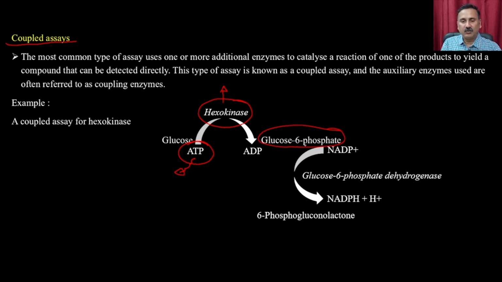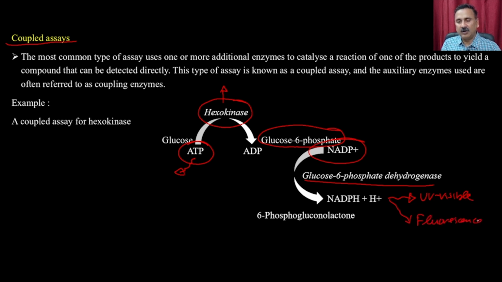So we can put the glucose 6-phosphate onto glucose 6-phosphate dehydrogenase, and that is how it is going to show me the depletion of NAD plus. And that can be monitored both ways. It can be monitored with a UV-visible spectrophotometer, or with the help of fluorescence, because these molecules are fluorescent, so they can show you the fluorescence.